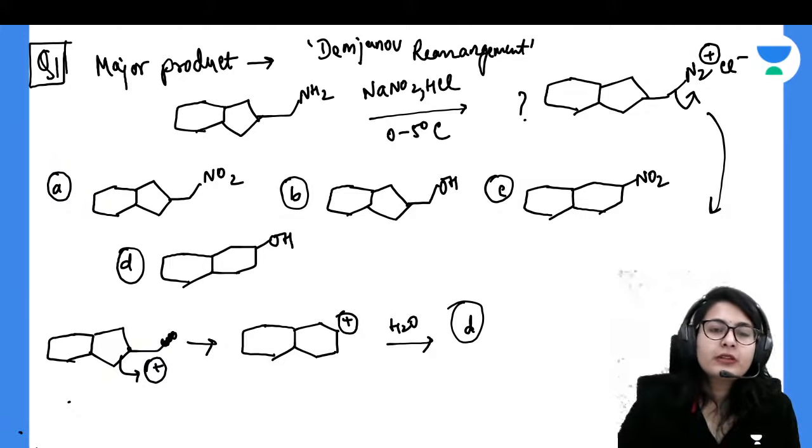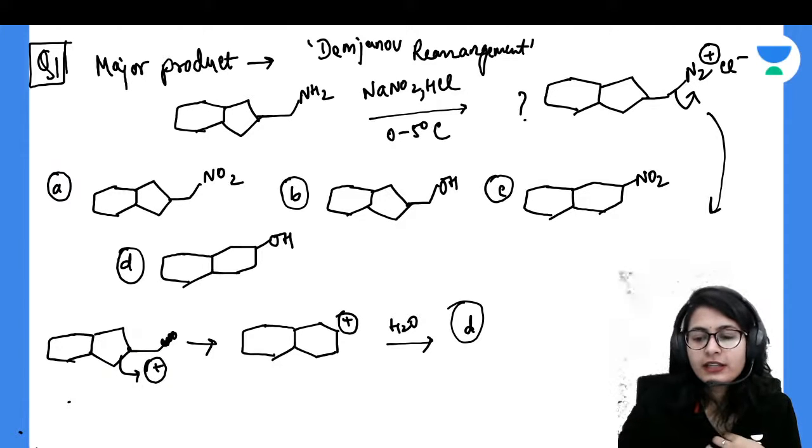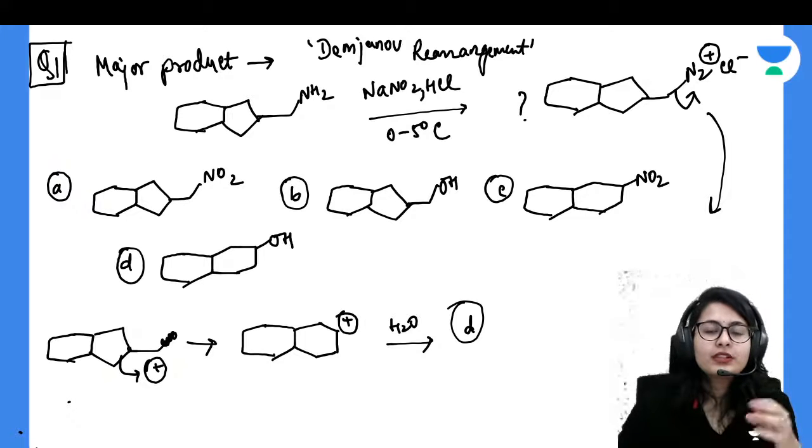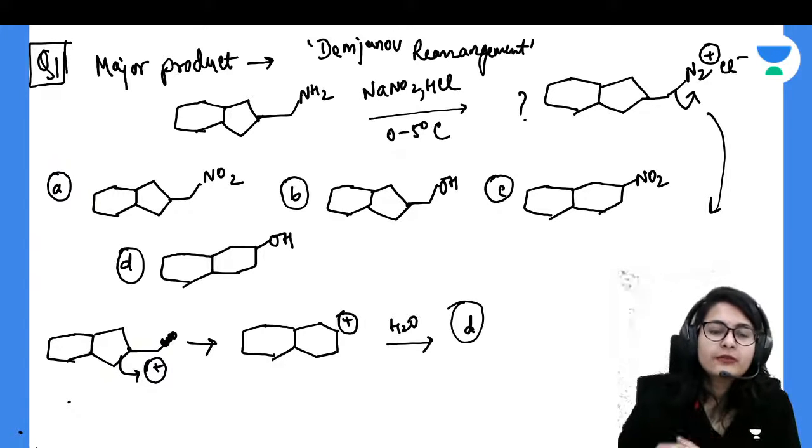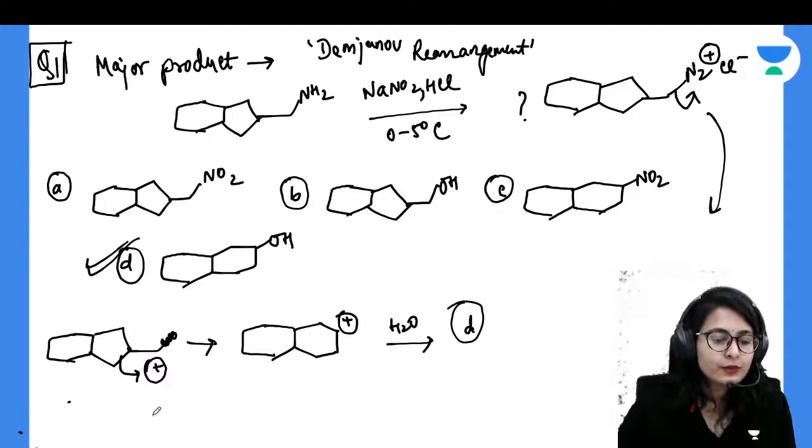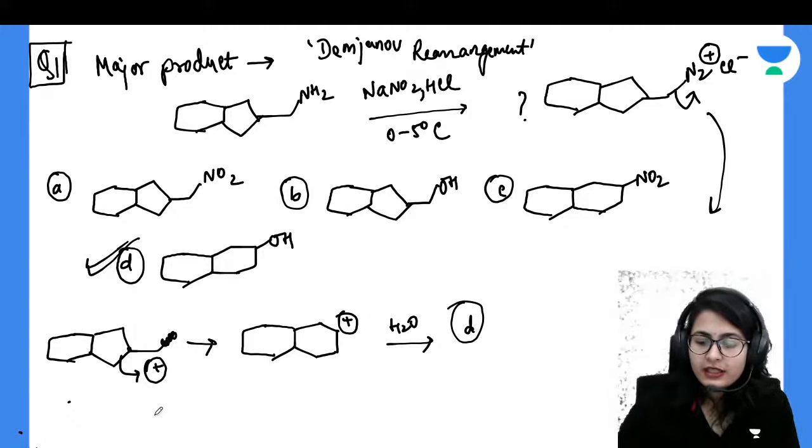So if you remember the name reaction, it's really good. If you don't remember the name reaction, you can just simply do it through the formation of a carbocation, rearrangement, and finally the attack of water. Okay, Demjanov rearrangement through the carbocation formation.